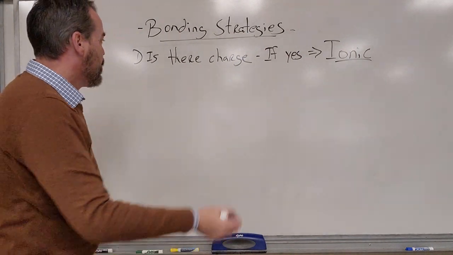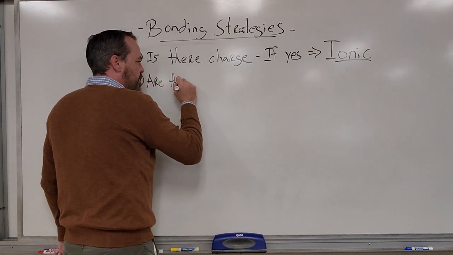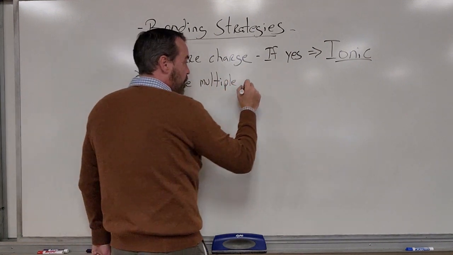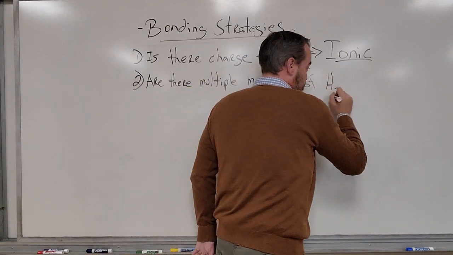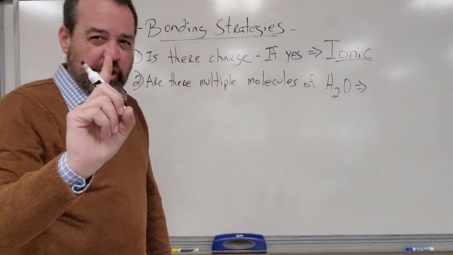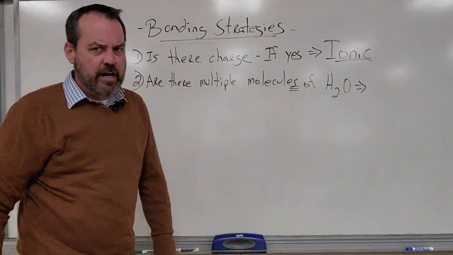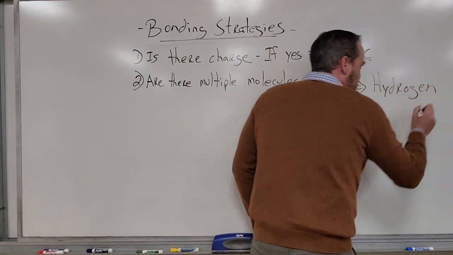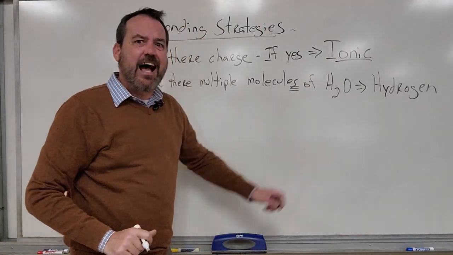But if you answer no, you move down to question number 2. Are there multiple, just meaning more than one, multiple molecules of water? Are there more than one molecule of water? Because if it's just one, then this doesn't apply. But if there are multiple molecules, emphasis on the plural there, of water, then we are looking at a hydrogen bond. Remember, hydrogen bonds we find in between the water molecules. So if there are multiple molecules of water, we're thinking hydrogen bond.